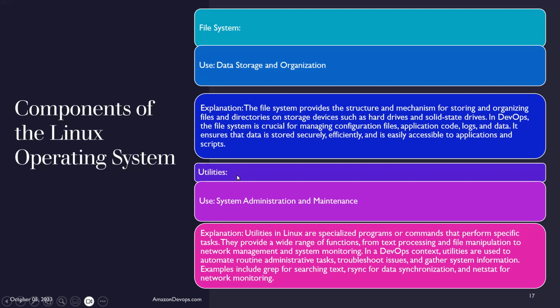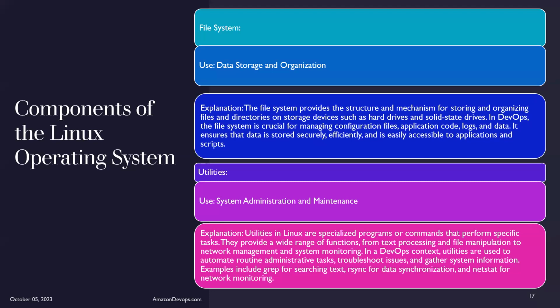We come to the fourth component of the operating system. In this case, it's the utilities. Utilities are very important, especially to system administration and maintenance. Utilities in Linux are very specialized programs, or commands, that perform specific tasks. They perform a wide range of activities. Some are into file manipulation, some are into network, some are into system monitoring, etc.